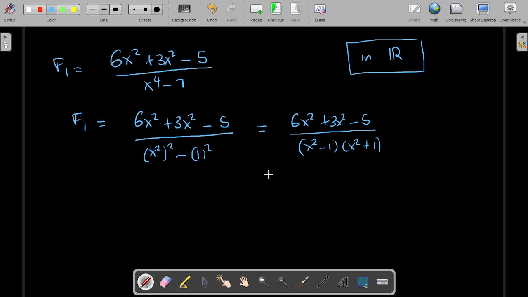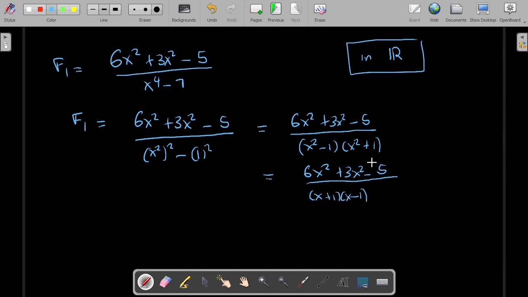Now for the first one, we see that we also have the difference of two squares. So we can also write our rational fraction as 6x squared plus 3x squared minus 5, divided by x plus 1, and then x minus 1.